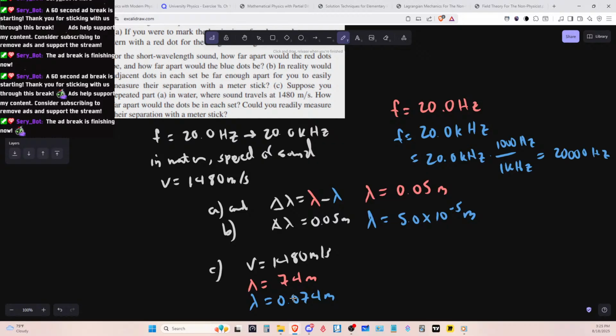How far apart would the dots be in each? Could you readily measure them with the separation of a measuring stick? So the difference between these two, I think the difference is really huge with this one. So red, it's practically about, that's the difference. Wow.